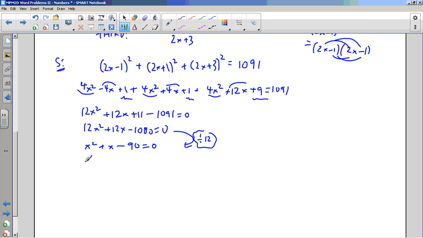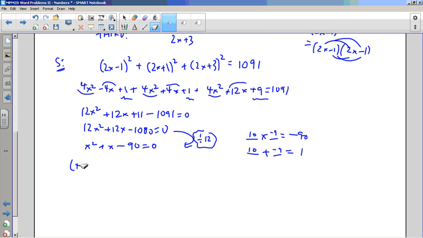So now I just need numbers that multiply to get negative 90 and add to get 1: 10 and negative 9. Oops, x plus 10, x minus 9 equals 0. So I get x is either minus 10 or x equals 9.